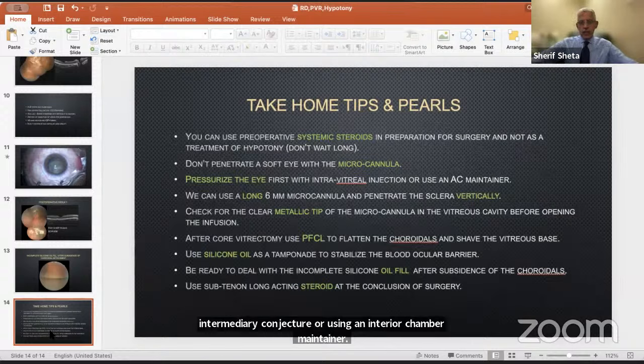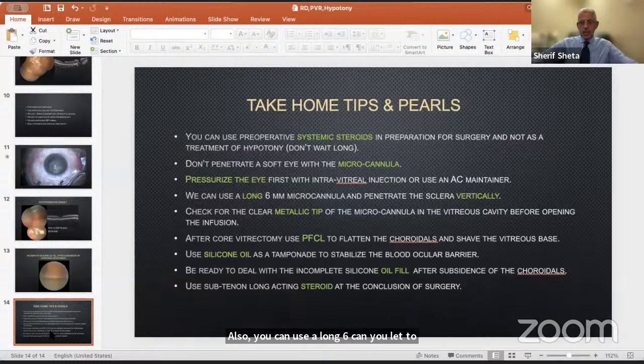Also, you can use a long 6 millimeter microcannula to penetrate the sclera and choroid, and you can do a vertical entry rather than oblique entry in the sclera so that you don't waste a lot of millimeters traversing the sclera. Also, check for the clear metallic tip of the microcannula in the vitreous cavity before opening the infusion. After doing core vitrectomy, use perfluorocarbon to flatten the choroidals and shape the vitreous base.